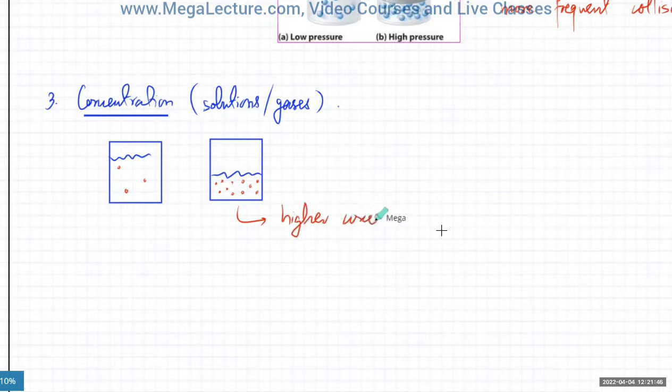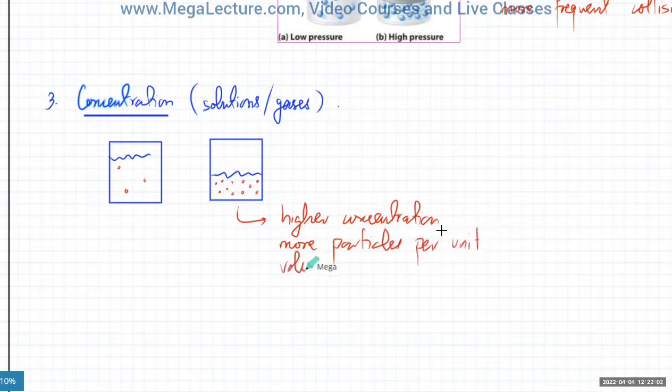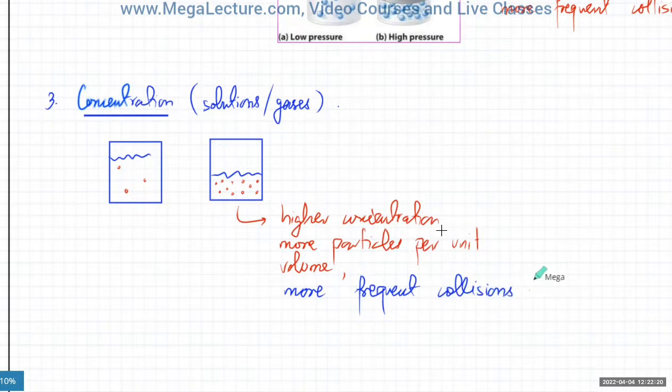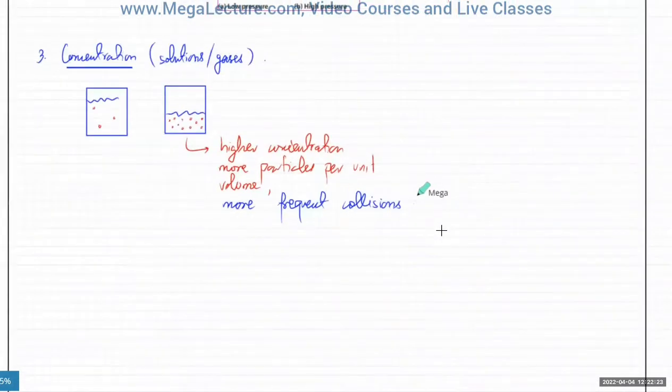And remember to describe them, use the terminology properly. So higher concentration means more particles per unit volume, and so you're going to have more frequent collisions.